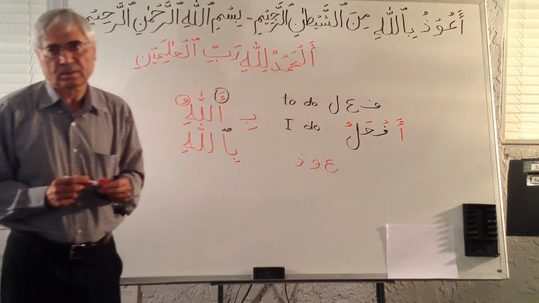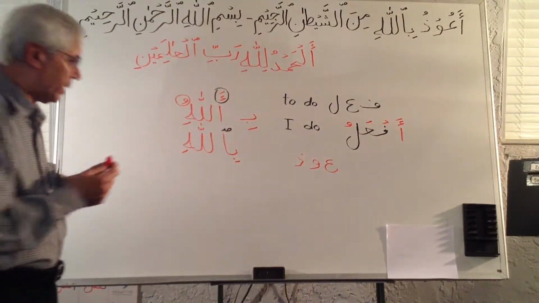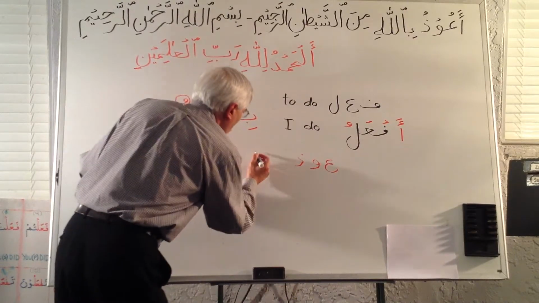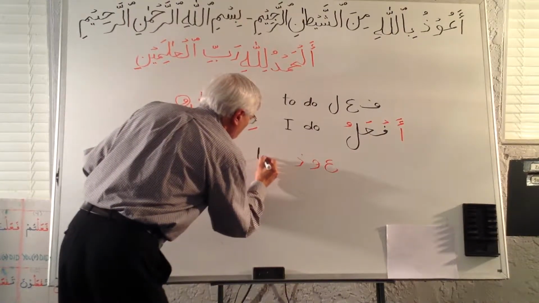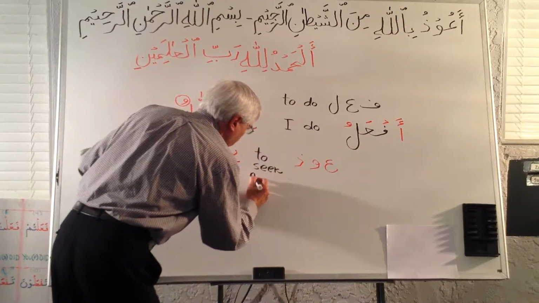Now I'm going to take these three letters: ain, vav, and zal. These three letters in Arabic mean to seek protection.